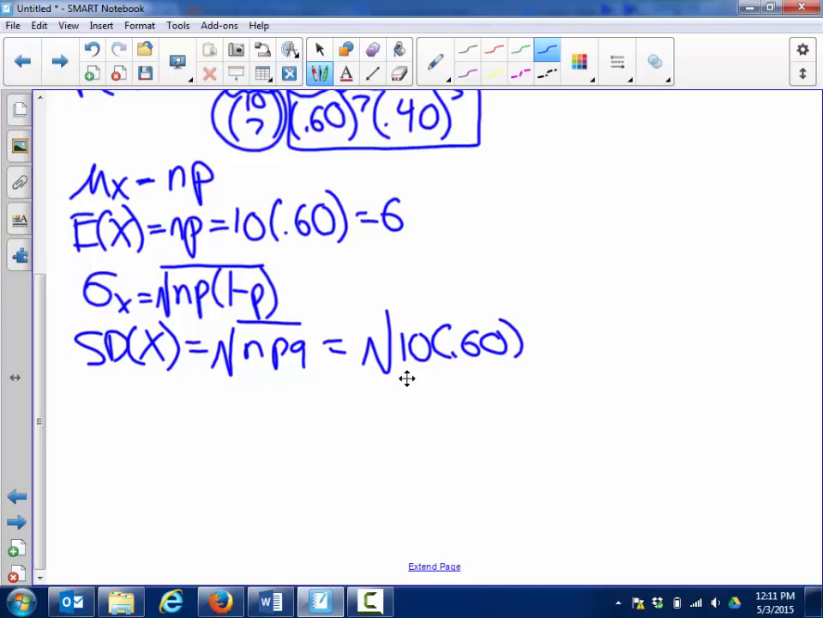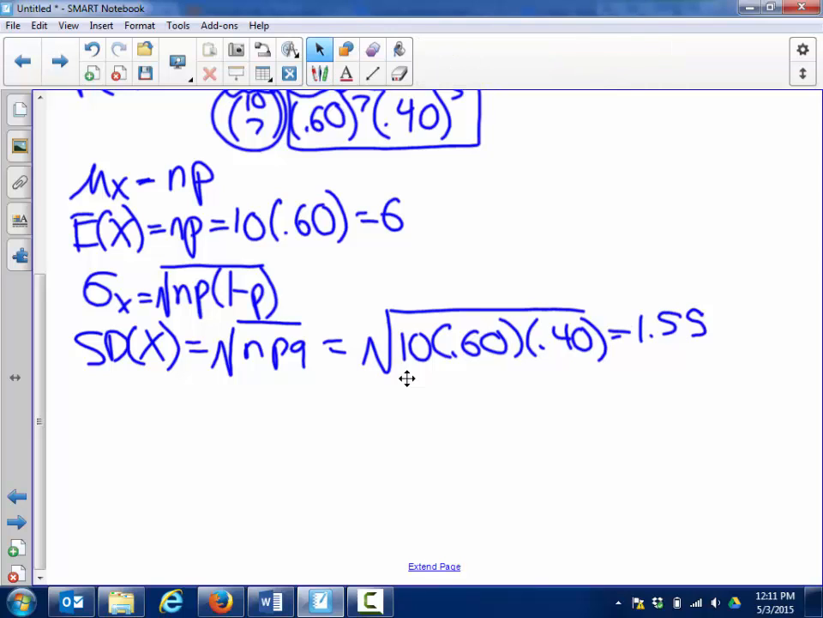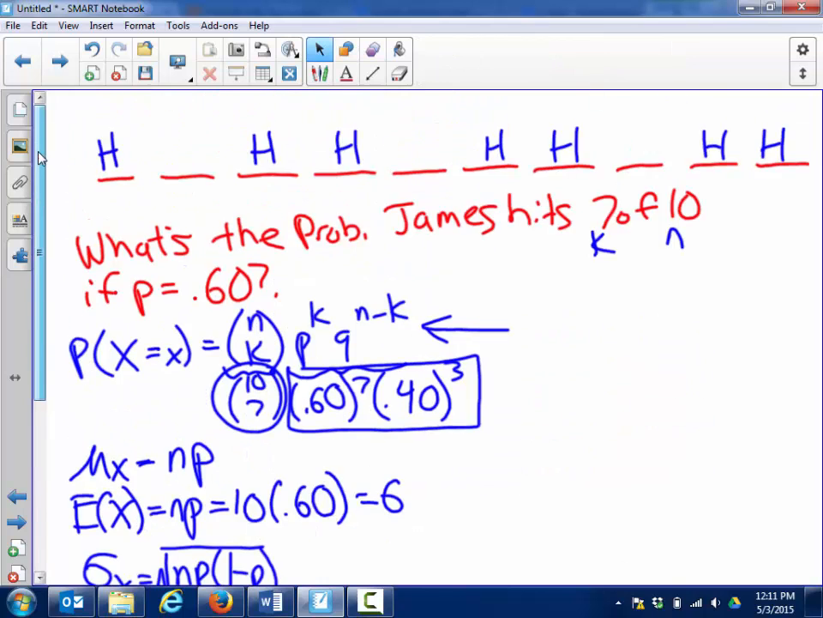which is, where we're going to plug in: square root of 10 times 60% times your 40%. So the standard deviation of the number of shots he would make would be, I believe, 1.55. Okay? And there you go. There's some of the binomial stuff.